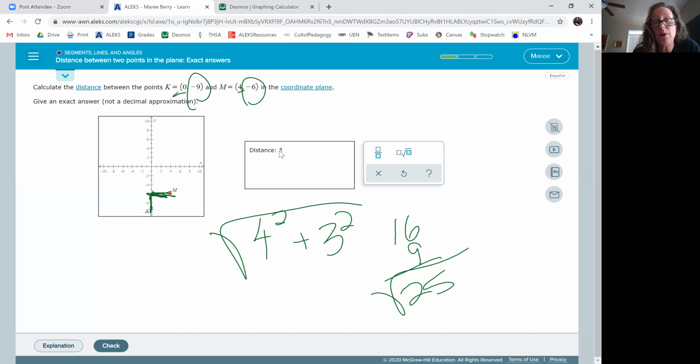And if you remember a right triangle, what are those called? Pythagorean triples. This is actually a 3, 4, 5. So that's kind of way cool. I think that's really cool. They put that in there. Okay.